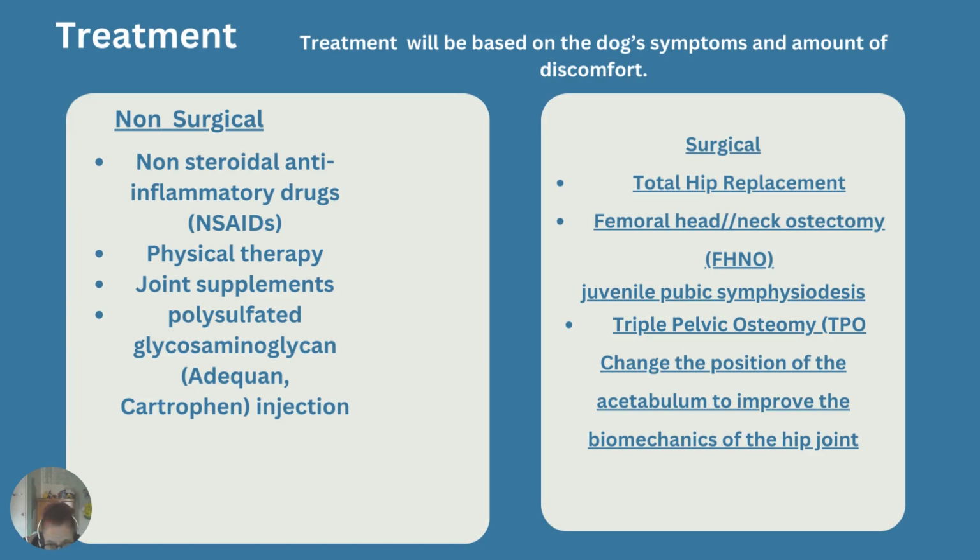femoral head and neck ostectomy, also known as the FHNO. Immature dogs will do the triple pelvic osteotomy, the TPO it's called, and that is to change the position of the acetabulum or the socket to improve the biomechanics of the hip joint to give them better rotation and movement without pain.